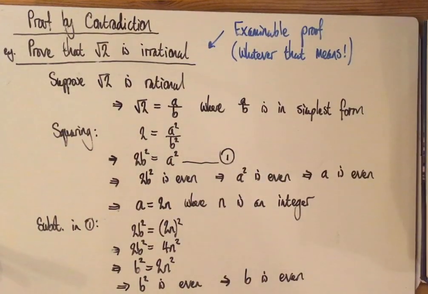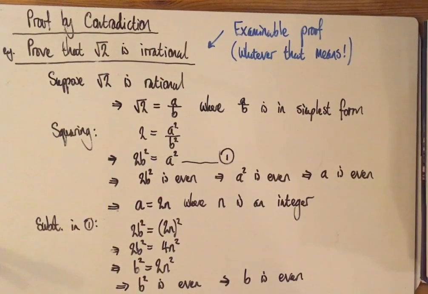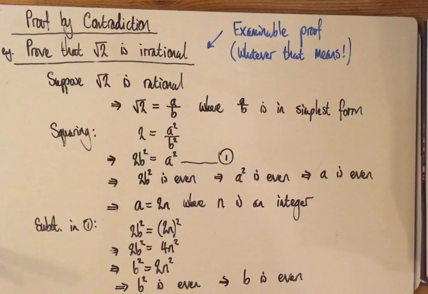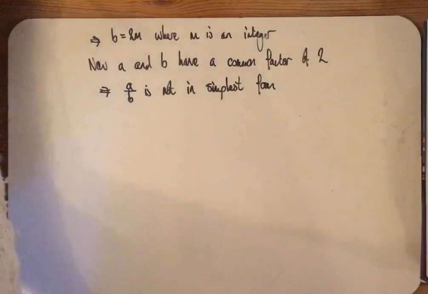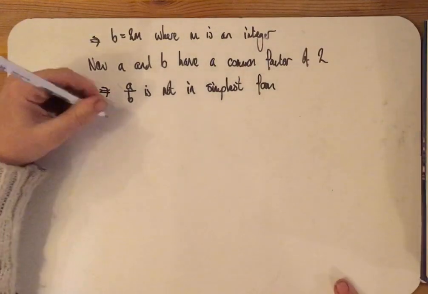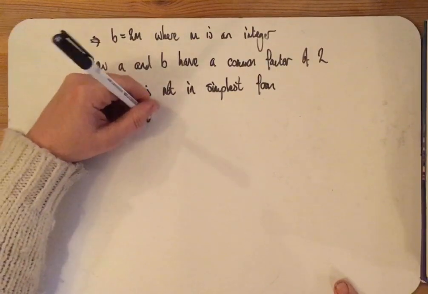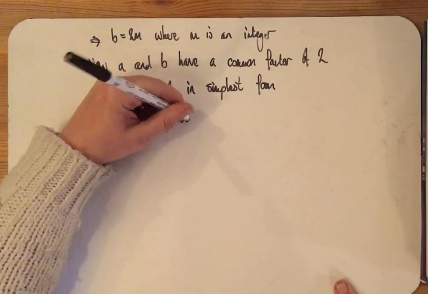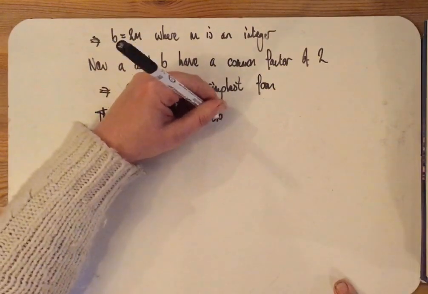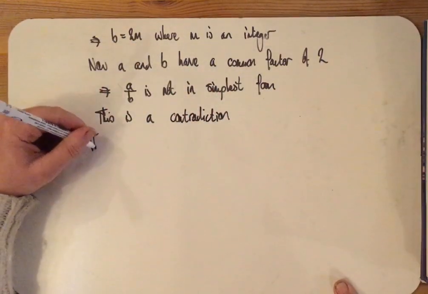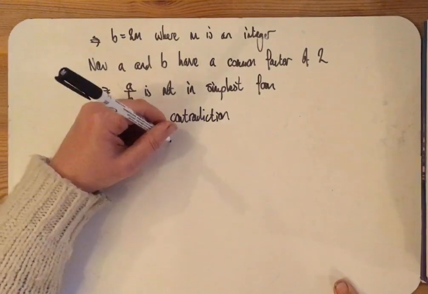And that's how a proof by contradiction works. So you've basically shown that the opposite is impossible, and so the original statement must be true. You'll get the hang of that as we go along. So this is a contradiction. Therefore, root 2 can't be rational.